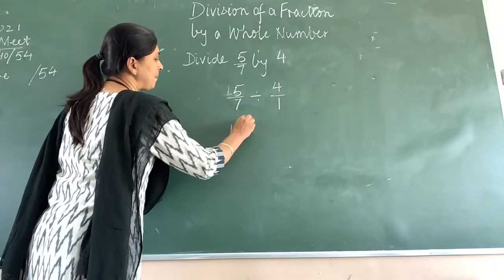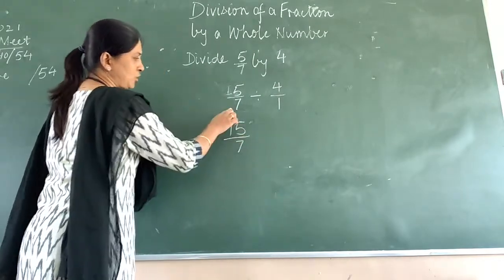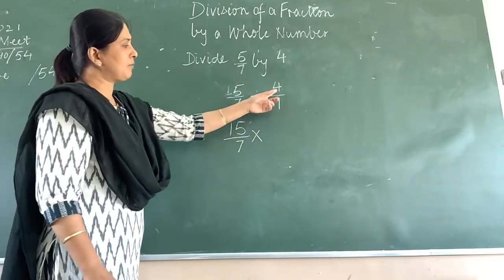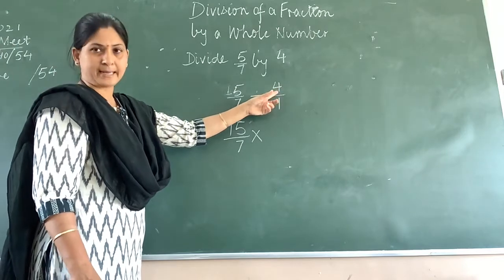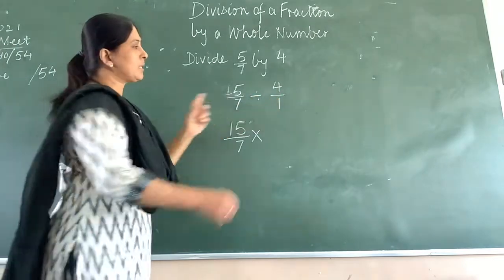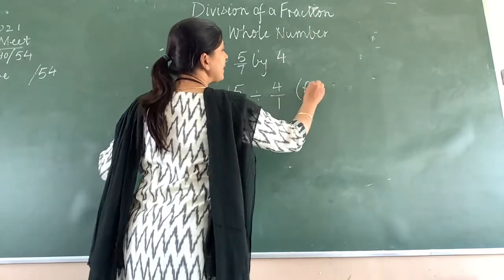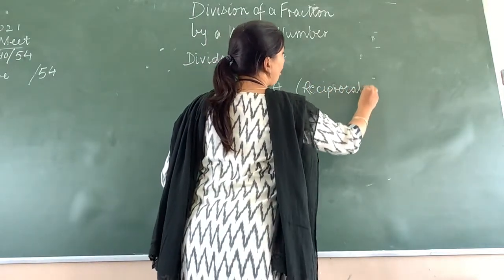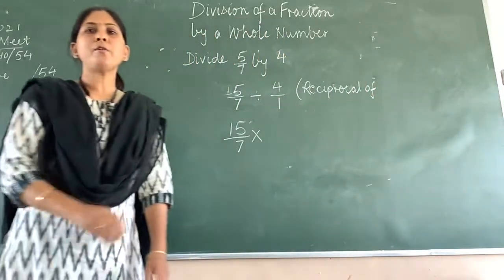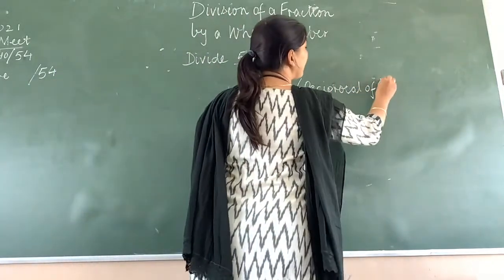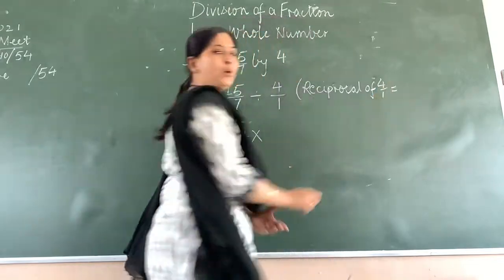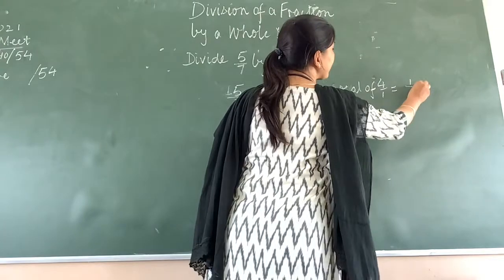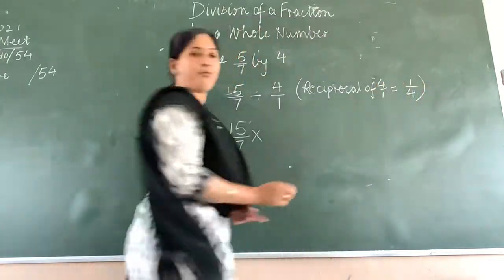So let us multiply the first fraction by the reciprocal of the second fraction. Now what is the reciprocal, children? The reciprocal of 4 over 1. What is the reciprocal of 4 over 1? The reciprocal of 4 over 1 is 1 over 4.